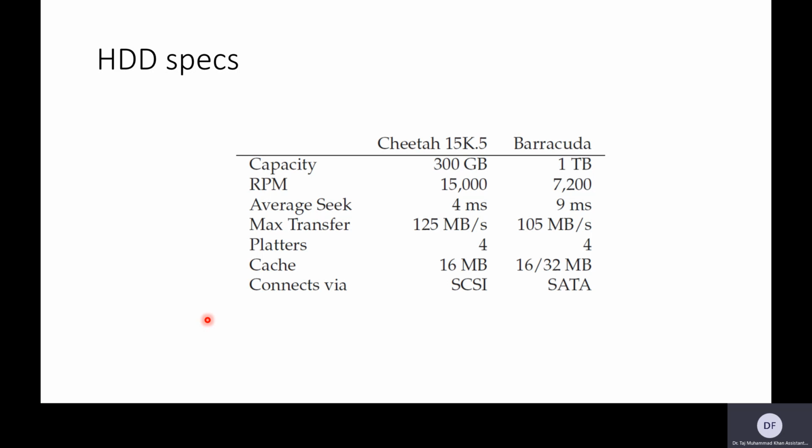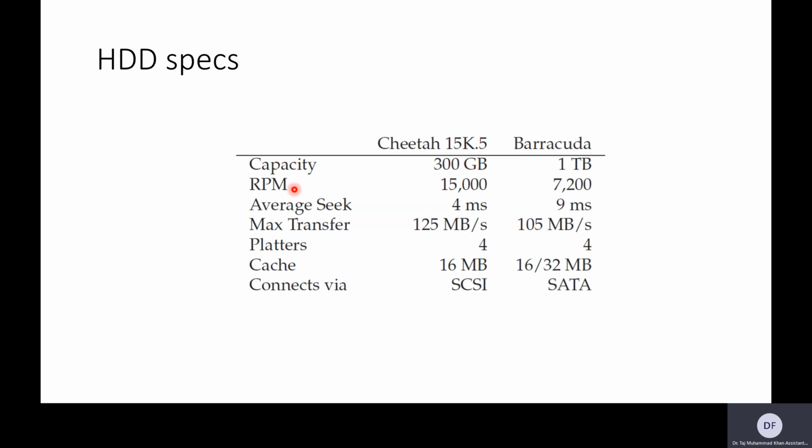So now let us see two concrete examples. We have two hard disks, and on the back of every hard disk you will see this kind of information about different characteristics of the hard disk. One is this Cheetah and the other is this Barracuda. For capacity, this hard disk is 300 gigabytes and the Barracuda is 1 terabyte. So it is much more in capacity compared to the Cheetah.